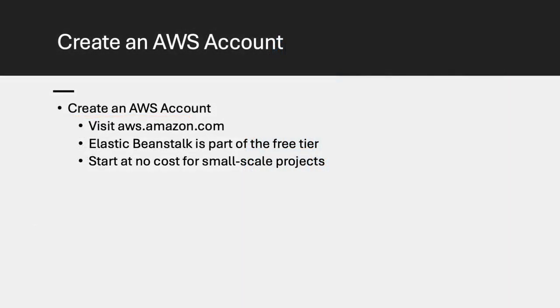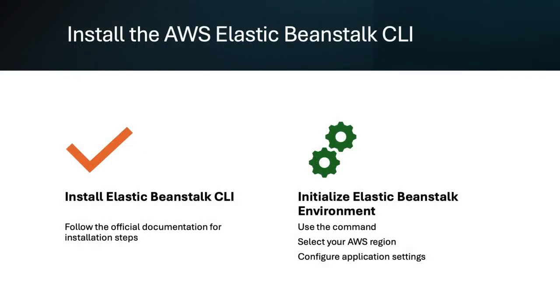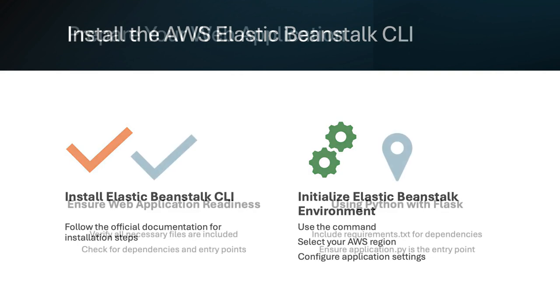To get started with AWS Elastic Beanstalk, first create an AWS account at aws.amazon.com. Elastic Beanstalk is included in the free tier, allowing you to begin without any cost for small-scale projects. To deploy applications easily, install the AWS Elastic Beanstalk CLI. Follow the official documentation for installation. Use the command eb init to initialize your environment, select your region, and configure settings.